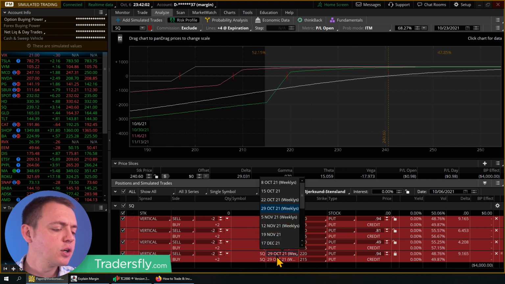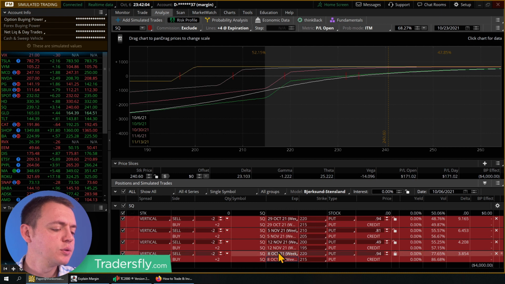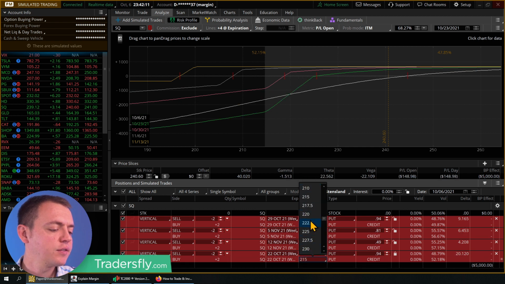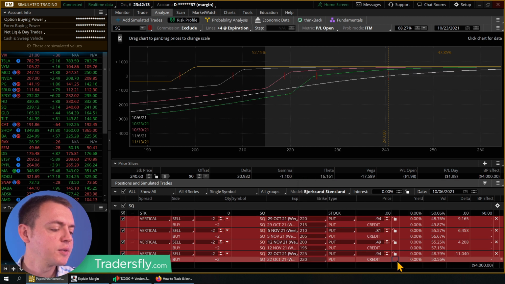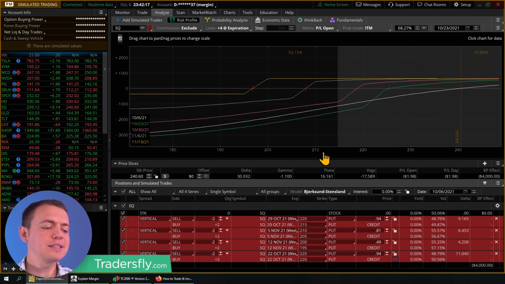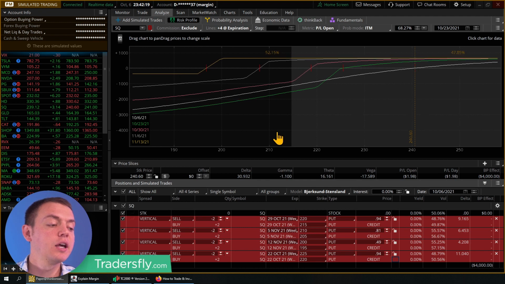Okay, and let's go in and maybe we'll do October, let's go October 22nd here, and we'll go maybe the 225, 220, we'll do something like this. So now take a look at this risk picture. If you're into selling verticals and you like selling verticals, here's the difference.